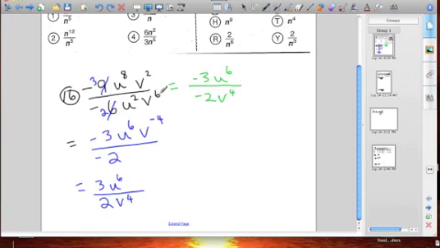So you can use the subtraction rule, just be very careful that you keep track of where you started. 6 minus 2 is 4, the 4 is on the bottom with the v. 8 minus 2 is 6, you started at the top so the u stays up top. Okay, those are exactly the same answer.